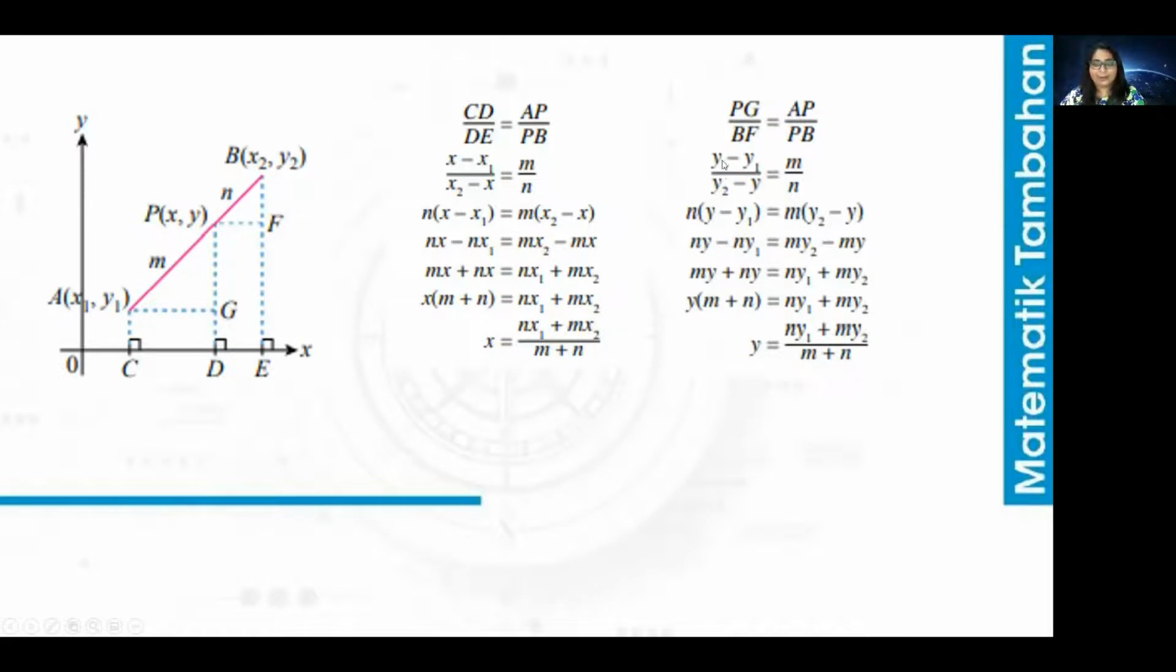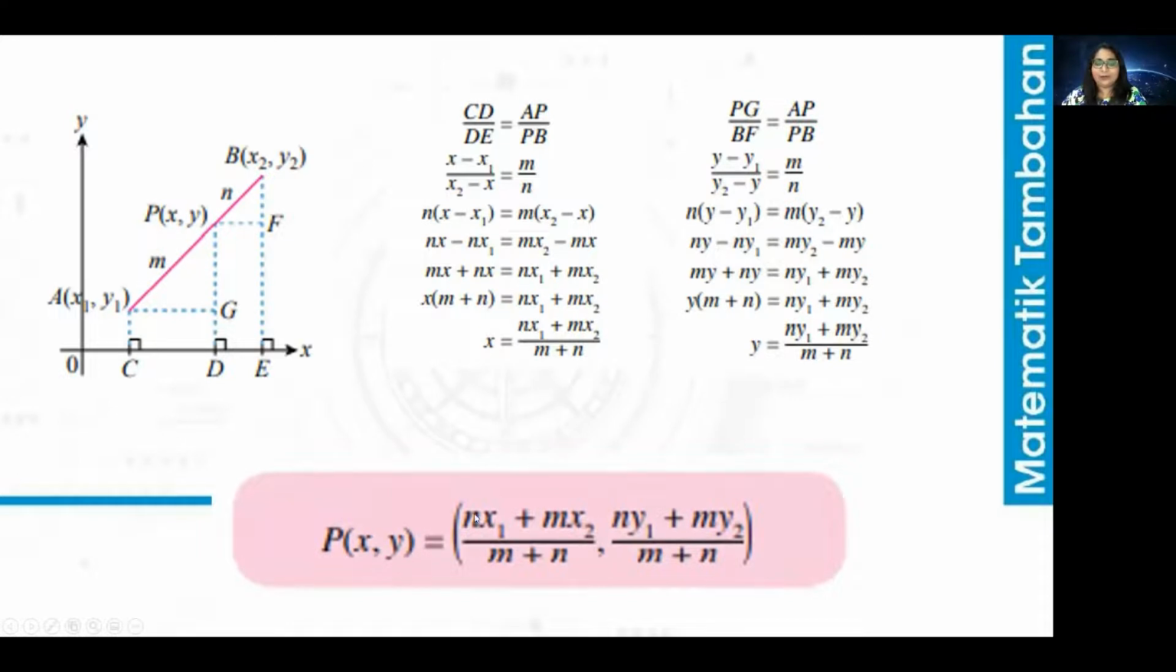So again, now you have (y minus y1) over (y2 minus y) equals m over n. Using simple maths calculation, you get the coordinate y for point P, (ny1 plus my2) over (m plus n), whereby m and n are your ratios. y1 is the y coordinate of point A, and y2 is the y coordinate of point B. Okay, so from this, we know P(x, y) is equal to ((nx1 plus mx2) over (m plus n), (ny1 plus my2) over (m plus n)).